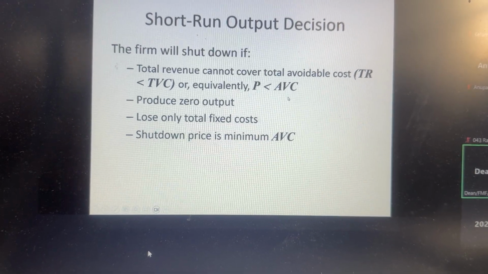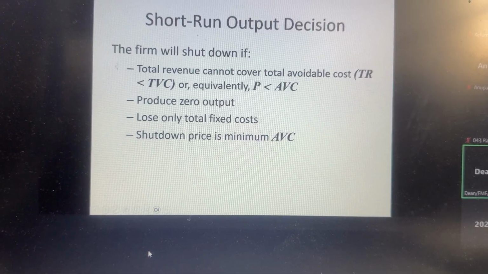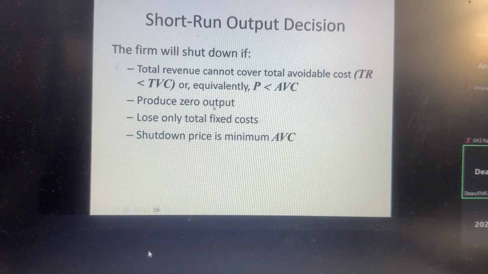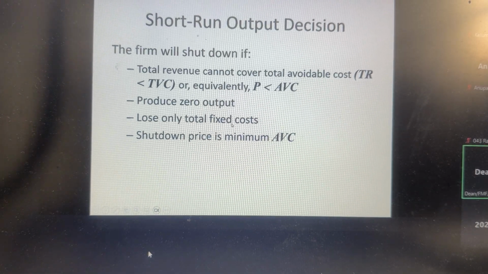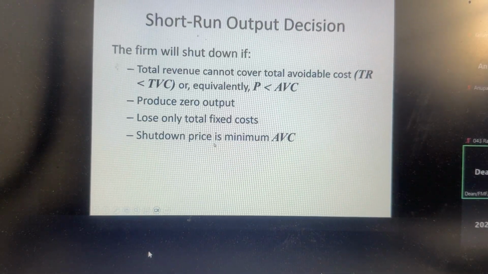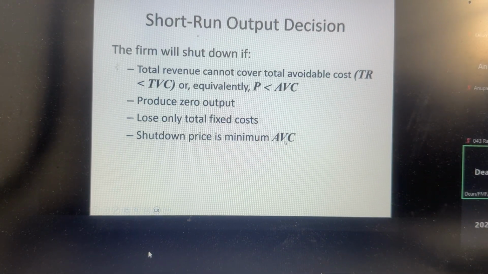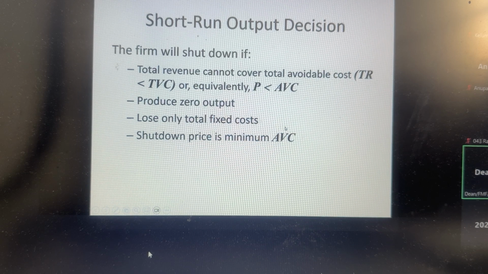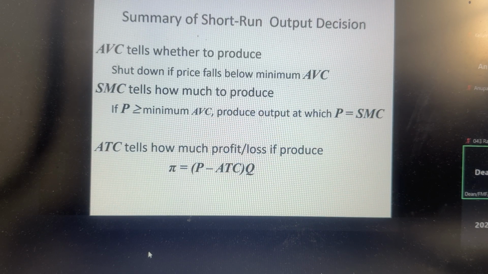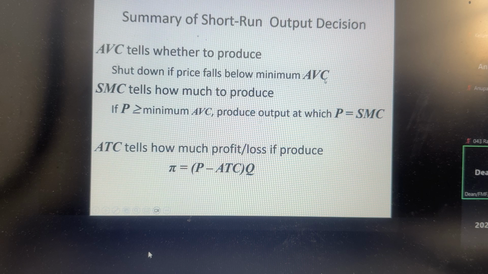To AVC, better shutdown. Shutdown means zero output, then losses only the fixed cost. Shutdown point is minimum AVC. We discussed these things from the graph as well. AVC tells whether to produce or not. Shutdown if price falls below minimum AVC.